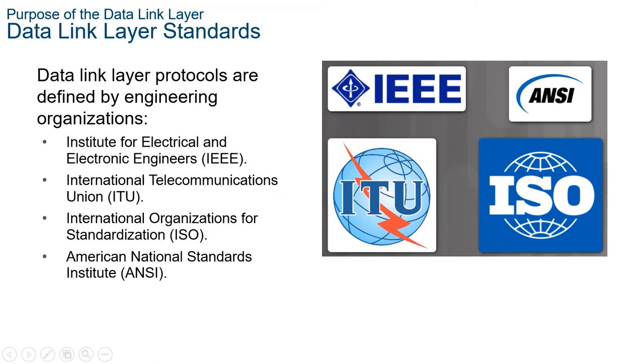Okay, let's talk about the purpose of the data link layer. The data link layer protocols are generally not defined by requests for comments or RFCs, unlike the protocols on the upper layers of the TCP/IP suite. The Internet Engineering Task Force, or IETF, maintains the functional protocols and services for the TCP/IP protocol suite in the upper layers, but they do not define the functions and operations of the TCP/IP network access layer. So the engineering organizations that define the open standards and protocols that apply to the network access layer, for example the OSI physical and data link layers, include the following.